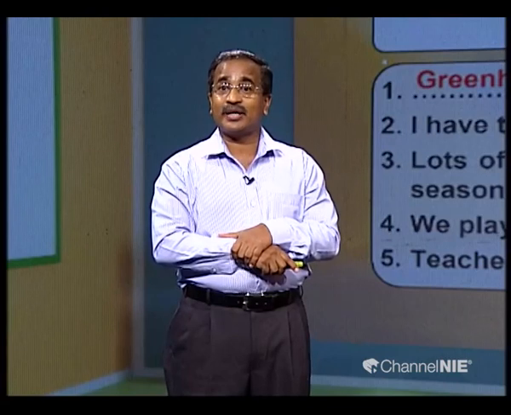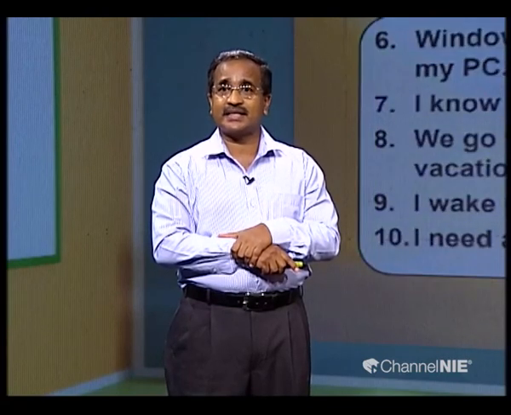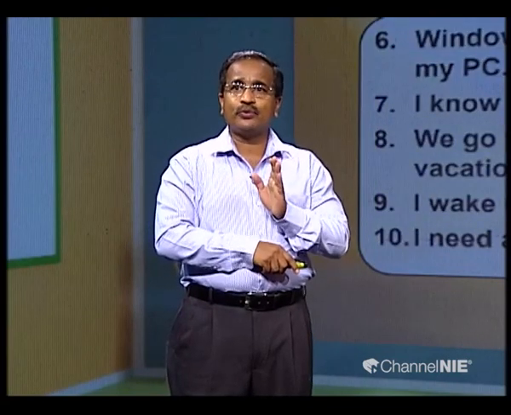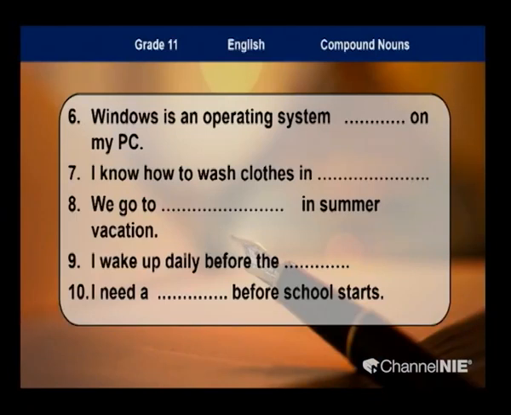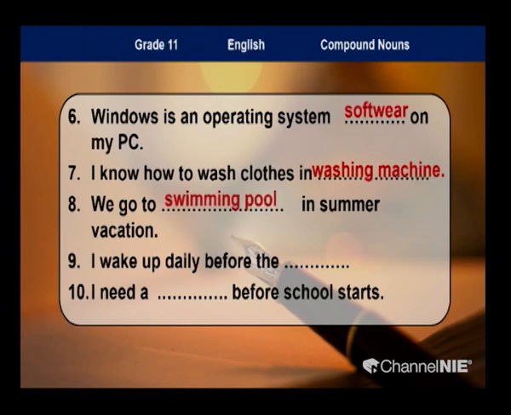Let's have a look at the rest of the sentences in the exercise. Windows is an operating system blank on my PC. What is the suitable word? Software. Correct. I know how to wash clothes in blank. Washing machine. Right, of course. There's nothing to know about it. It's quite simple. You have to press one button. We go to blank in summer vacation.